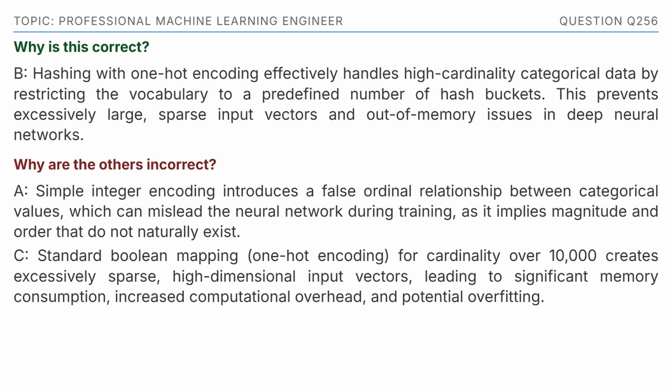C. Standard Boolean mapping, one-hot encoding, for cardinality over 10,000 creates excessively sparse, high-dimensional input vectors, leading to significant memory consumption, increased computational overhead, and potential overfitting.